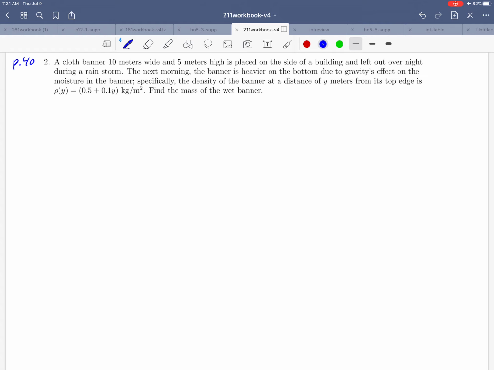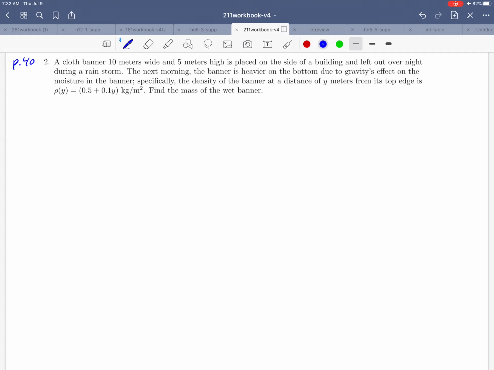How irresponsible. The next morning, the banner is heavier on the bottom due to gravity's effect on the moisture in the banner. Specifically, the density of this banner at a distance y meters from its top edge is given by rho of y equals 0.5 plus 0.1 y kilograms per meter squared. And they'd like us to find the mass of the wet banner.